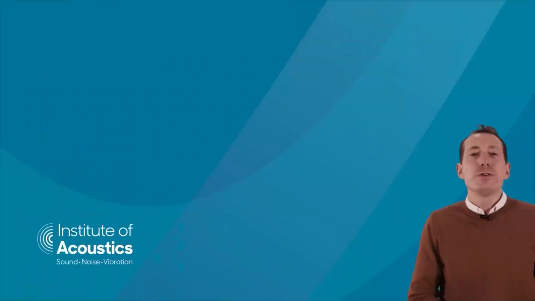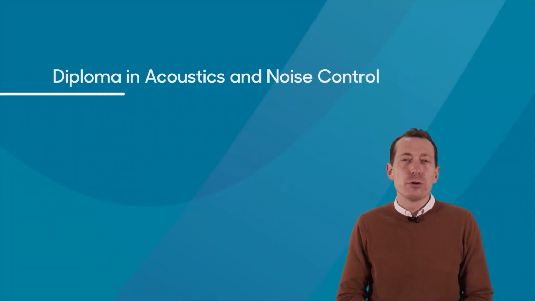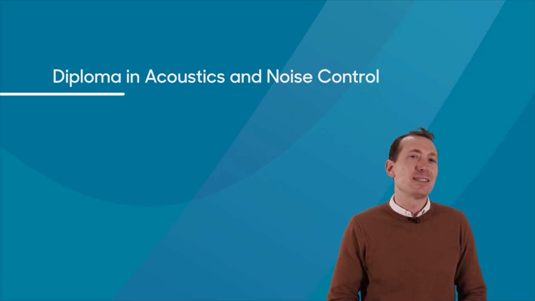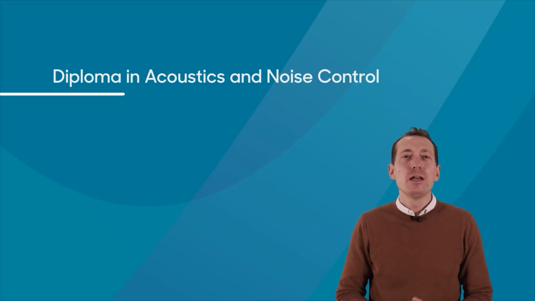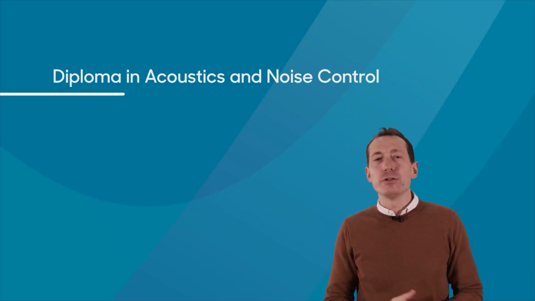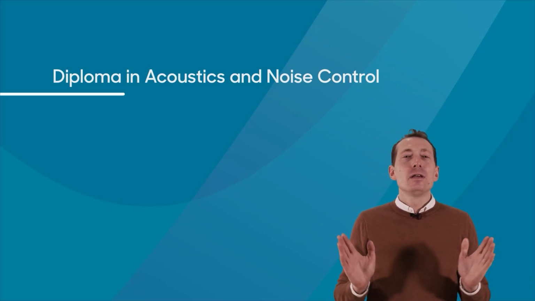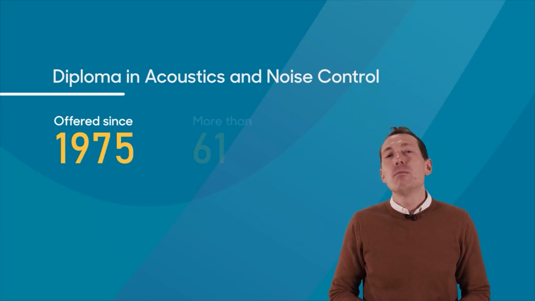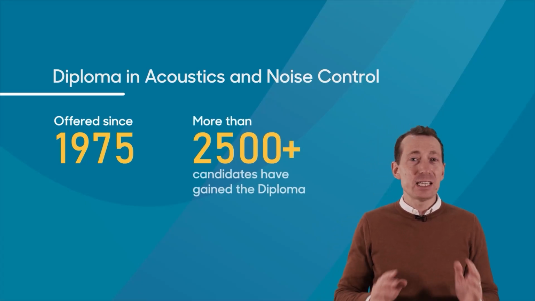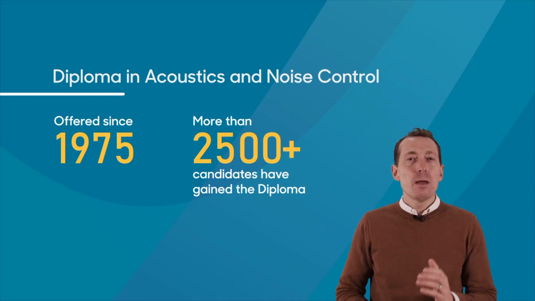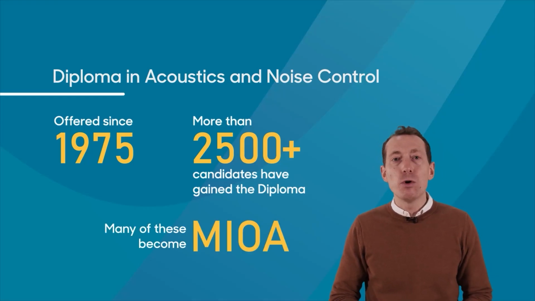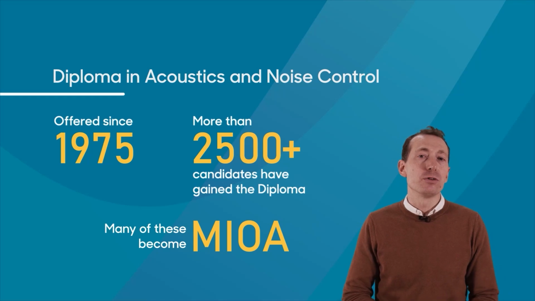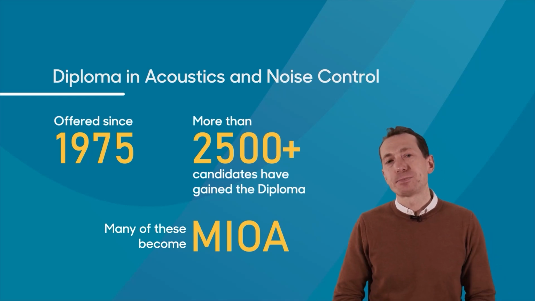The Institute of Acoustics Diploma in Acoustics and Noise Control qualification provides sufficient specialist academic training to satisfy the educational requirements for membership of the Institute of Acoustics. The diploma has been offered since 1975, and to date, more than 2,500 alumni have successfully passed the diploma. Many of these have gone on to gain the 3 or more years of professional experience necessary to become corporate members of the Institute of Acoustics, or IOA.